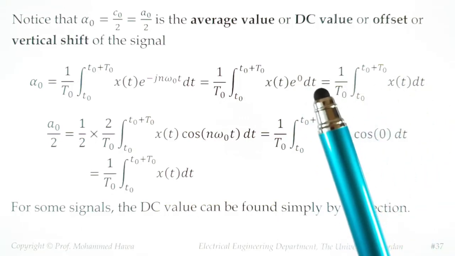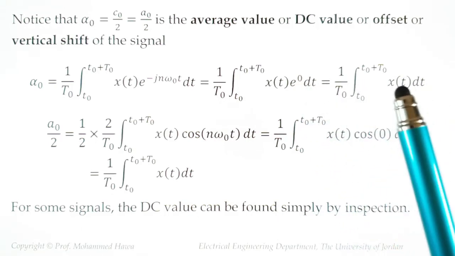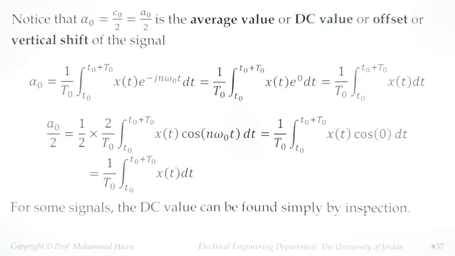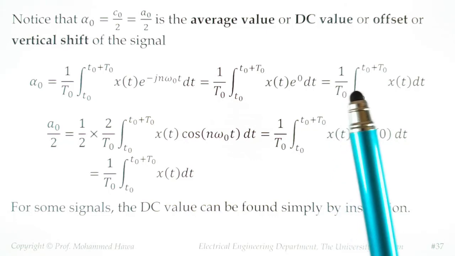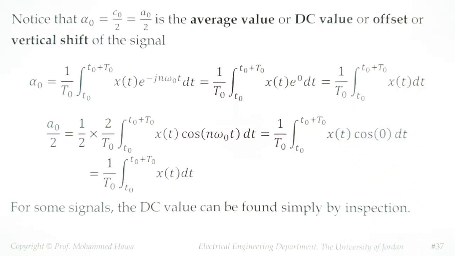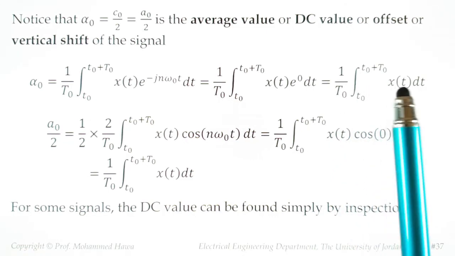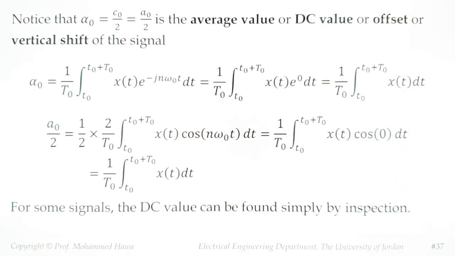So you get 1 over T integral over 1 period x of t dt. I've shown you this integral over 1 period divided by the period when I talked about the average of the power. This is the definition of average. This 1 over T naught integral over 1 period dt is called the average. But here I'm not using the power of the signal, I'm using the signal. So that's the average of the signal, and that turns out to be alpha naught.